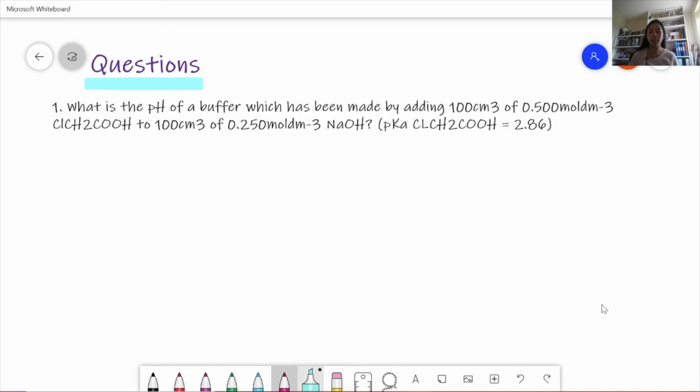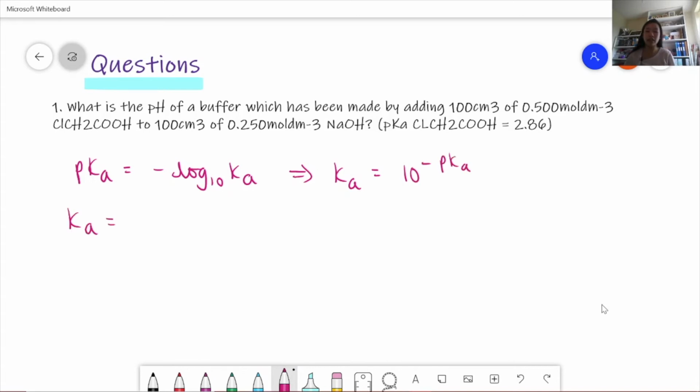And so what we do first is work with the pKa. So we have the formula pKa is equal to minus log to the base 10 of Ka. And so to find the value of Ka, we then do 10 to the power of minus pKa. And so we have that Ka is equal to 10 to the power of minus 2.86, which is equal to 1.38 times 10 to the minus 3 moles per decimeters cubed.